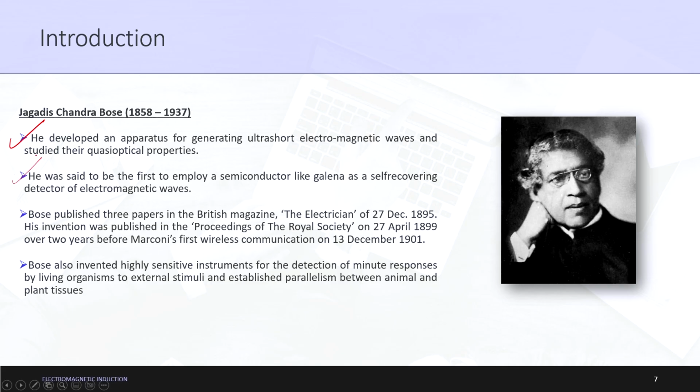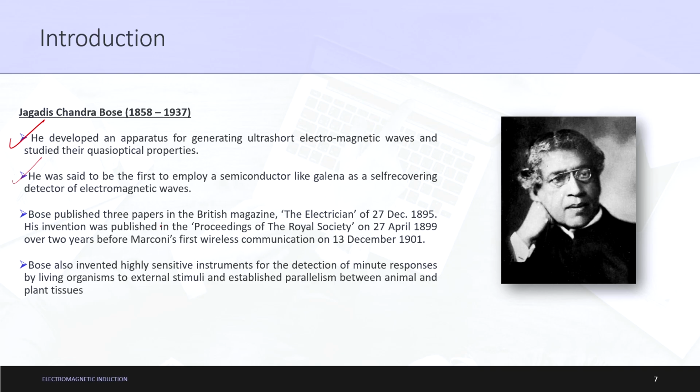If you have studied the concept of semiconductors in one of your physics chapters, you may know what a semiconductor is, what the uses of semiconductors are, and so on. Galena is also one type of semiconductor, which is used as a self-recovering detector. Self-recovering, as the name suggests, recovers by itself.